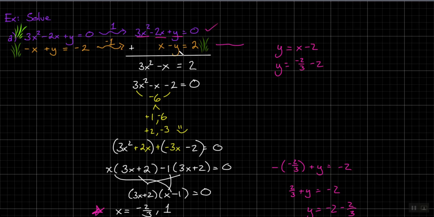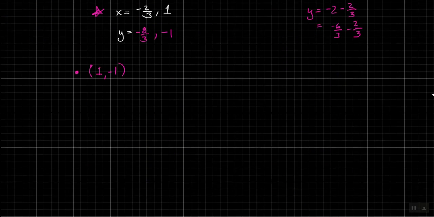What if we plug in a 1 and a -1 here? 1 minus -1 is 2. It checks. Could we do it with the other one too? It's a little uglier because they're fractions. Same thing. Do you think it's going to work? So I assure you it will.